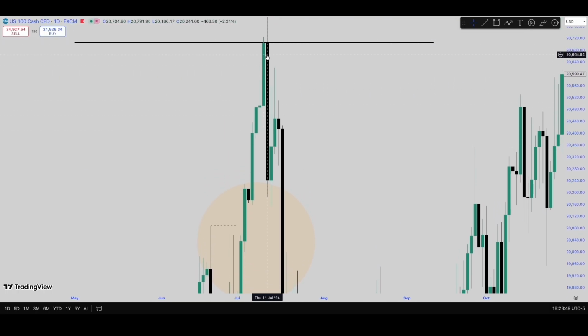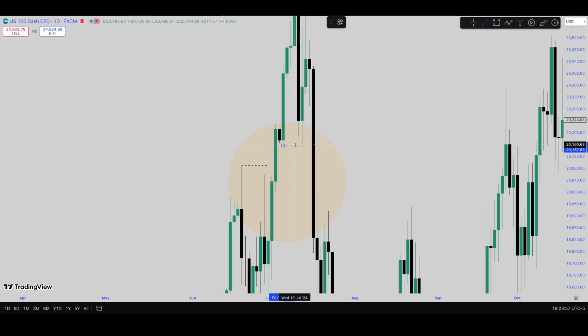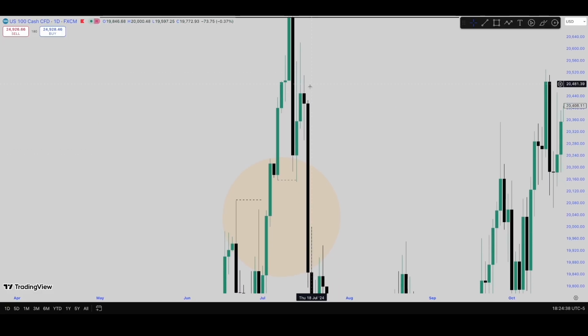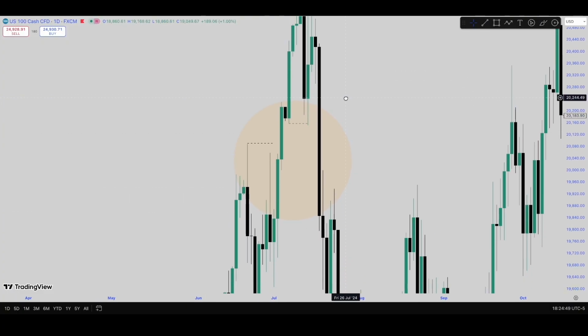So we have an expansion leg higher, and what does price do? It comes down, and what did it take out? This low right here. It's literally a tick lower than this low, but it took that low out. Then it retraces, but does it go past this high? No. And then price shoots further down. So we have an expansion, taking out this low, to a retracement, to an expansion. See that?